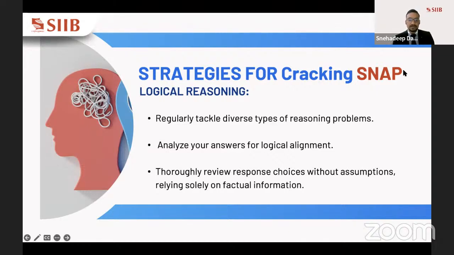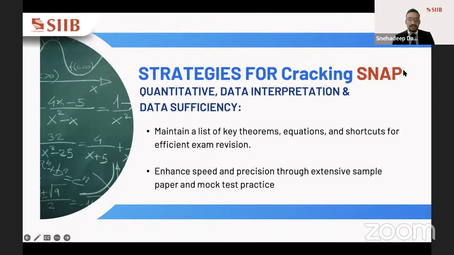Moving on with the next part, for the quants, we need to maintain a list of theorems. You need to have a list of equations and shortcuts. It's a time-intensive exam, so shortcuts are the way where you get the speed right ahead. So you need to enhance your speed, and along with speed you need to maintain the precision, through which you can go for the positive marks. This will come with a lot of regular practice.